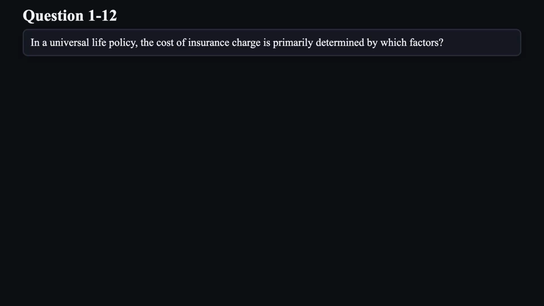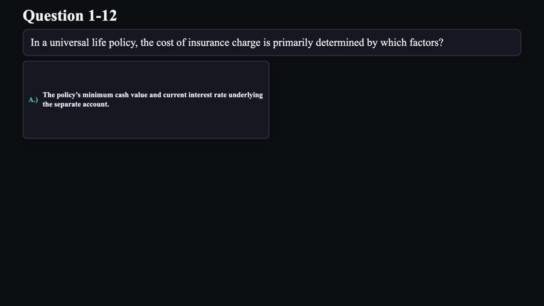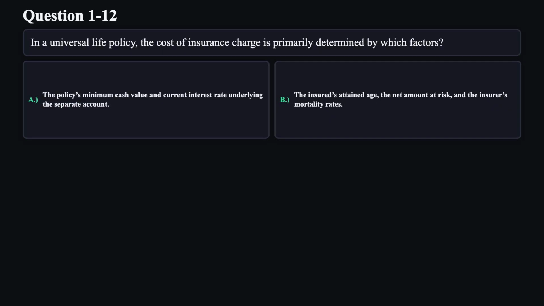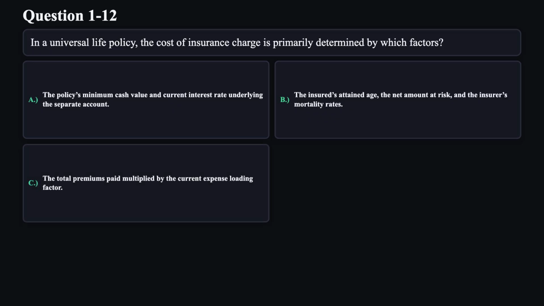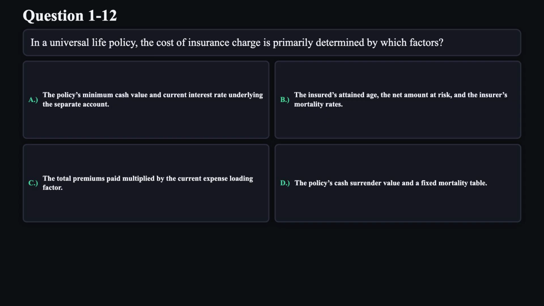Question 12. In a universal life policy, the cost of insurance charge is primarily determined by which factors? A. The policy's minimum cash value and current interest rate underlying the separate account. B. The insured's attained age, the net amount at risk, and the insurer's mortality rates. C. The total premiums paid multiplied by the current expense loading factor. D. The policy's cash surrender value and a fixed mortality table.